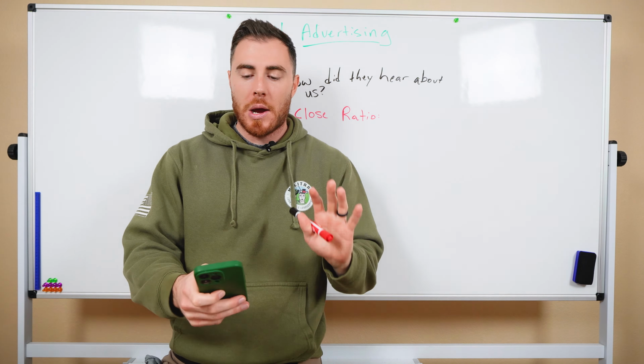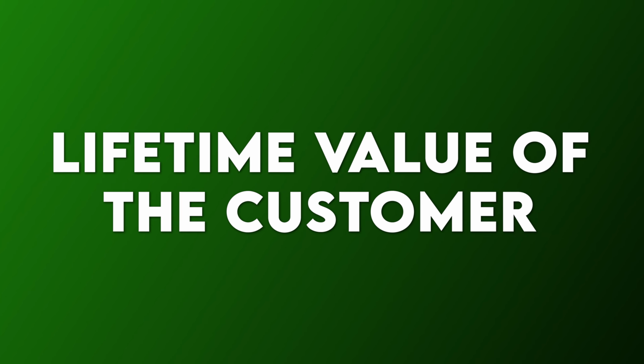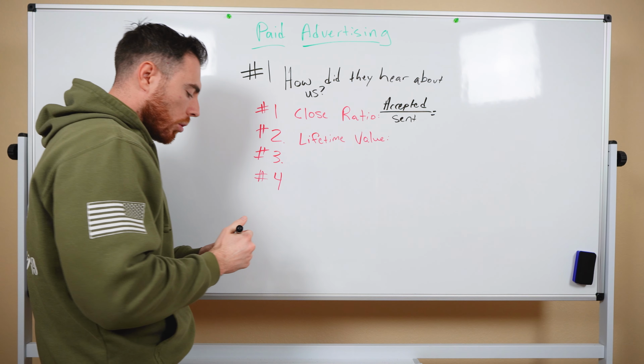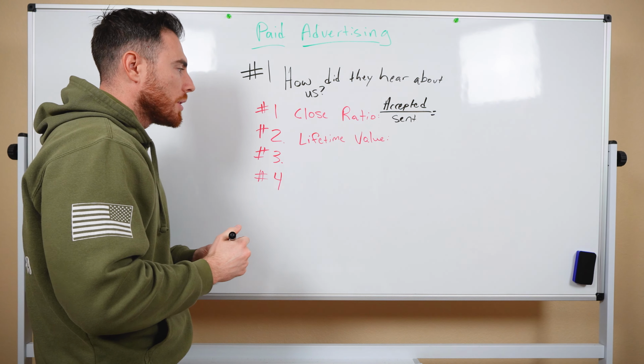The next thing you need to know is the lifetime value of the customer. Some people call this attrition rate. How long do these customers stay, what is their lifetime value? For us personally, what we see is roughly 2.5 years. A little bit more than that, but we're going to be conservative here. 2.5 years is typically how long a customer stays with our lawn services. We need to understand this.